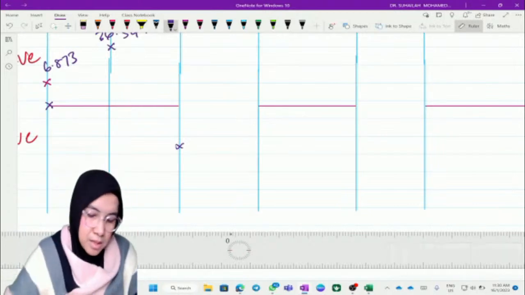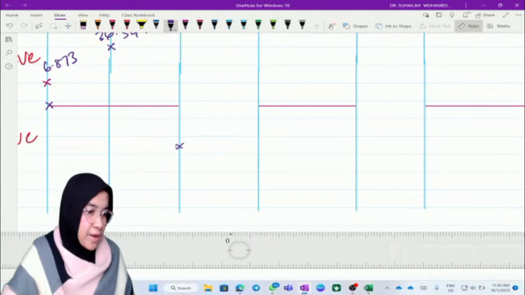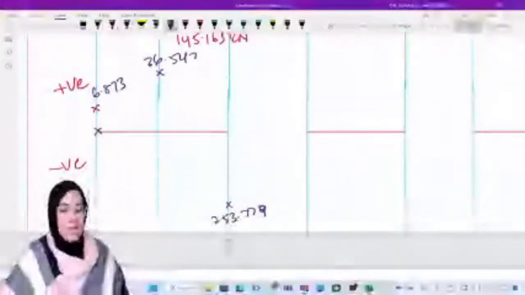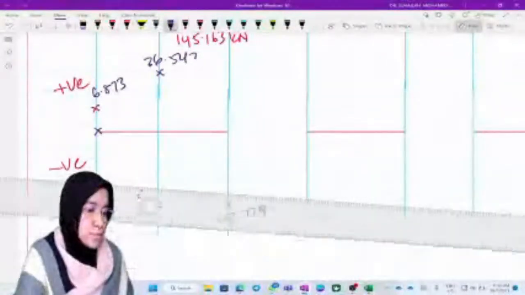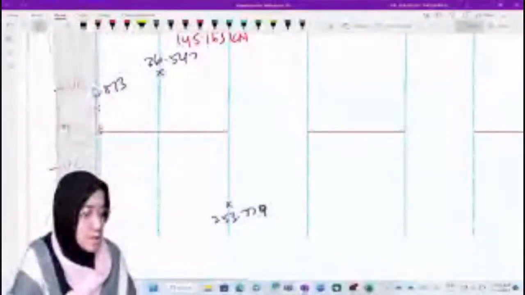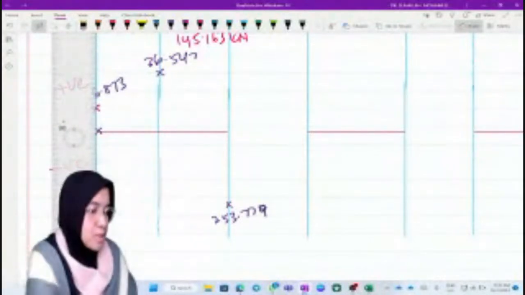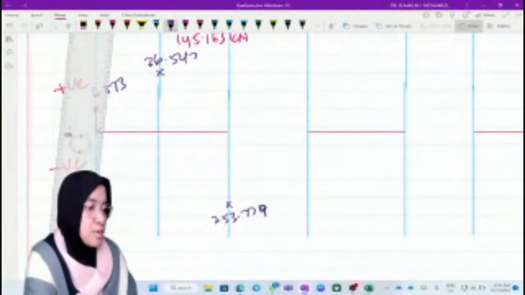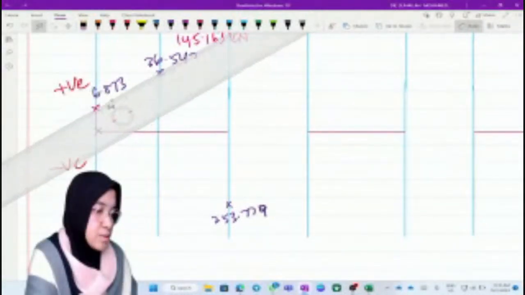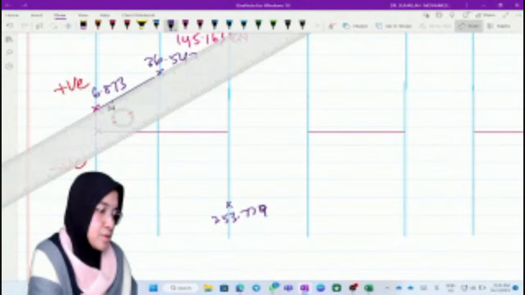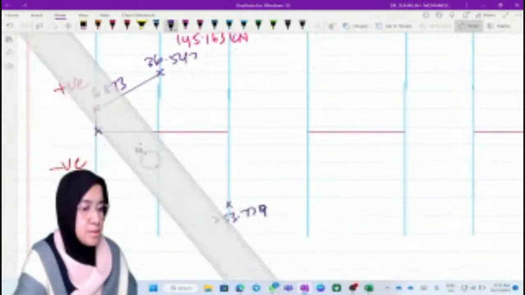Okay, 253.779. So we complete the diagram. Start from 0 and then just join the dots, the cross dots. Okay, join and join.